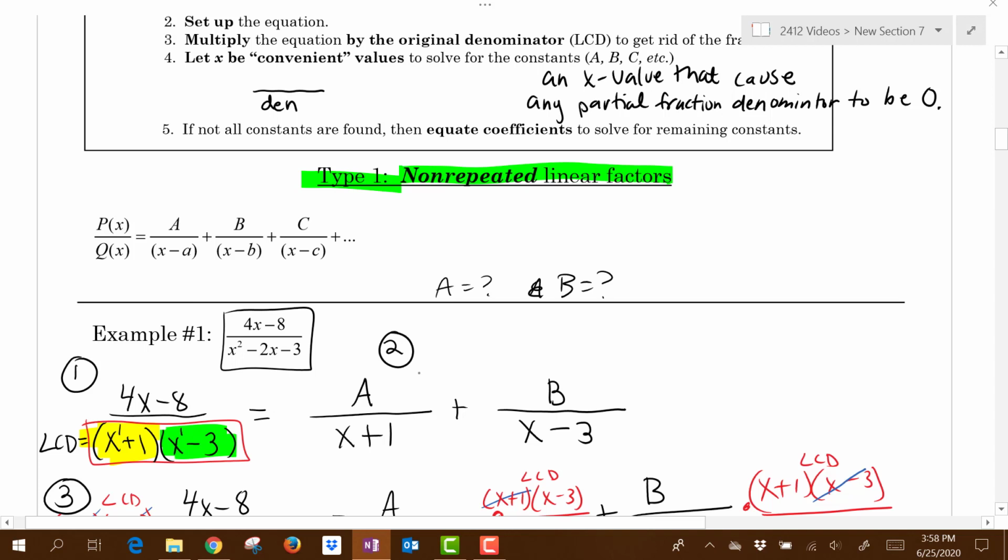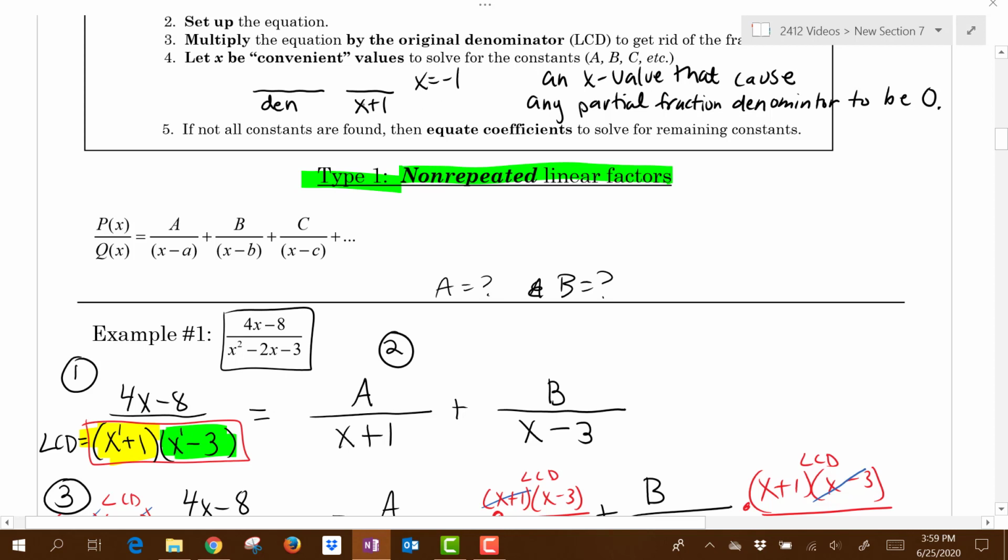So, let's go back down here. One of my denominators is x plus 1. What would cause that denominator to equal 0? What would I have to put in place of x to make that equal 0? Well, you might be able to eyeball and say, hey, that would be an x value of negative 1. That would be one of our convenient x values.